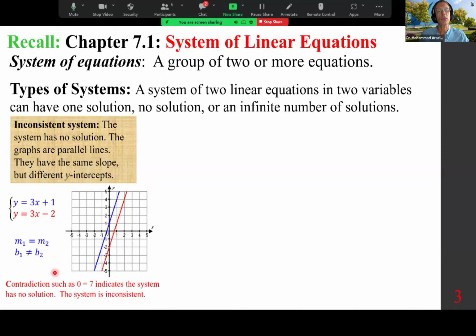If you go by substitution or addition method, you end up with a contradiction such as 0 equals 7 indicates the system has no solution. The system is inconsistent.